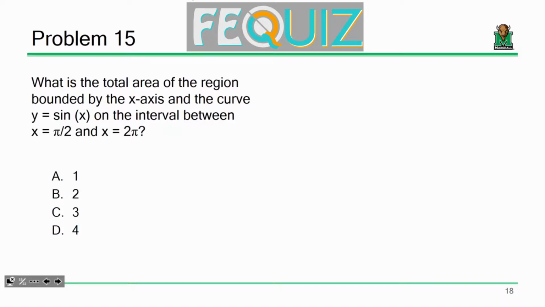Okay. What is the total area of the region bounded by the x-axis and the curve y equals sine of x on the interval between x equals negative pi over 2 and x equals 2 pi? Exactly. Draw a picture.